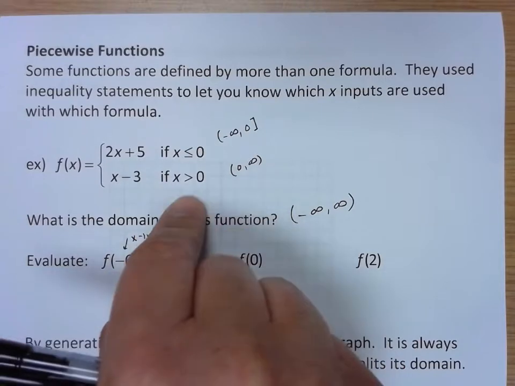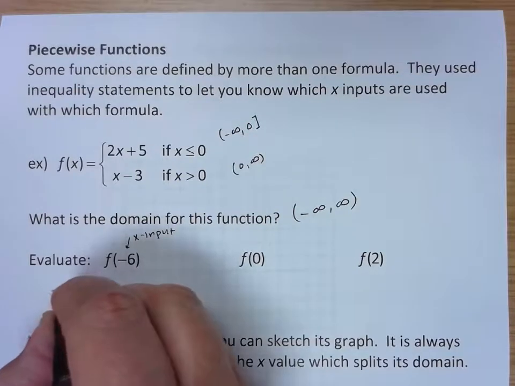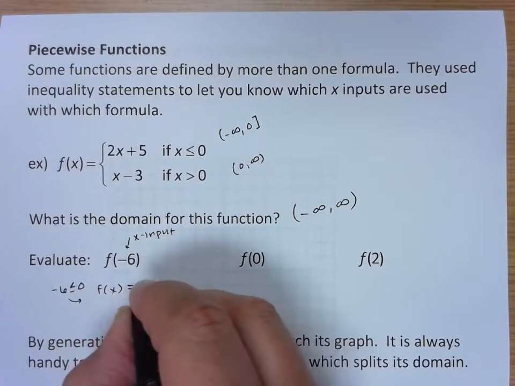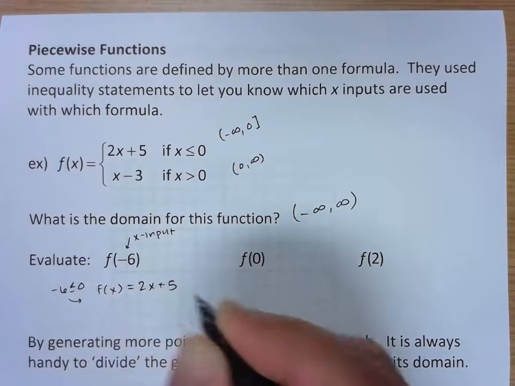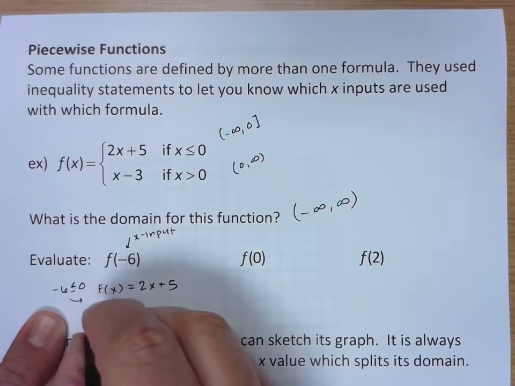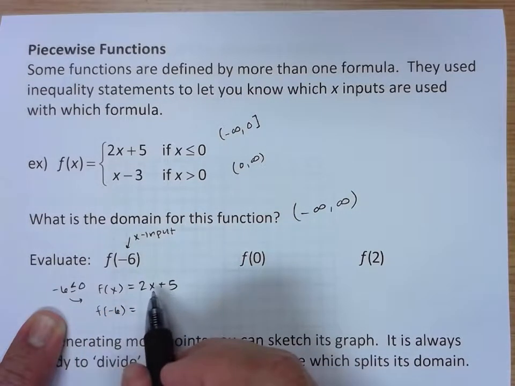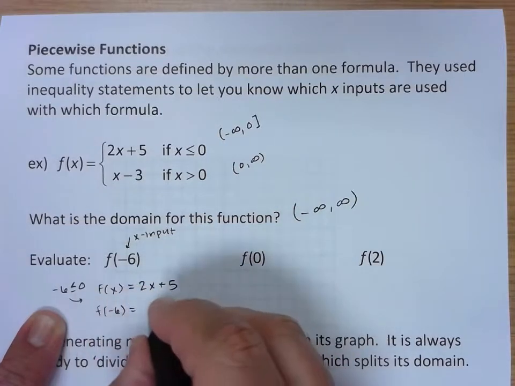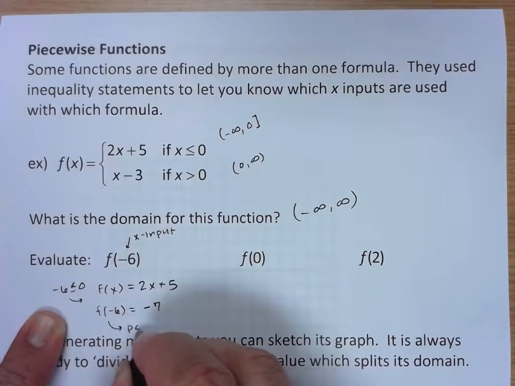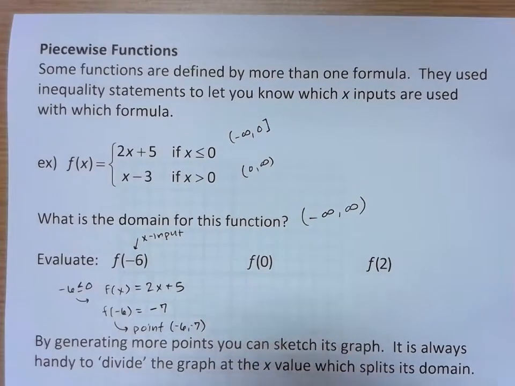Which of these two input criteria does it match up with? -6 is less than or equal to 0, so that means f of x, in this case, is going to use 2x plus 5, because my input is something less than or equal to 0. So f of -6 will equal 2 times -6, -12, plus 5 is -7. And that generates a point on the graph: a point at -6 for x, -7 for y.